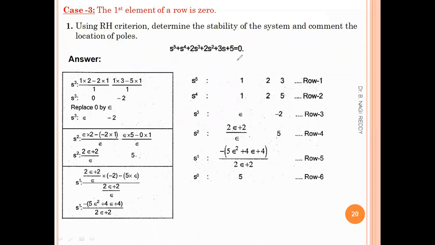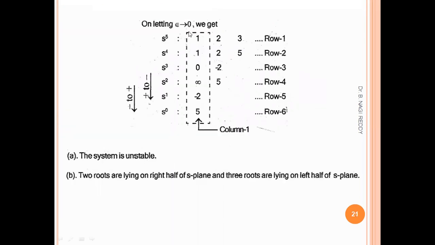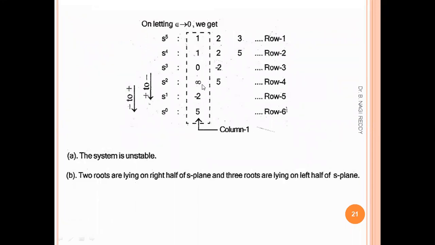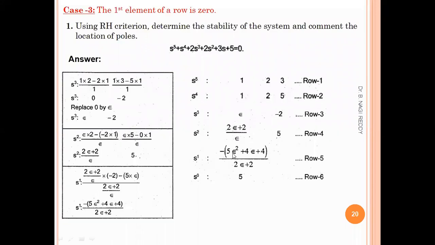This is the process. After substituting epsilon as 0, you can see this is epsilon, so here we will get 0. And if you substitute 0 here, 2 into 0 is 0 plus 2, 2 by, in the denominator we got 0. If we got 0 in the denominator, that means it is infinity. You can write infinity here. And next, this is 0 because epsilon is 0, and this is also 0. So only 4 we are having.